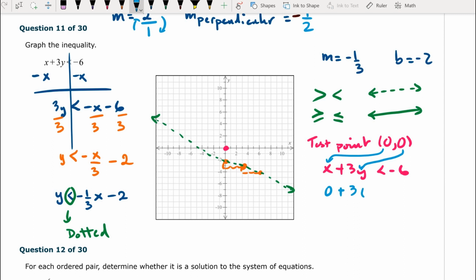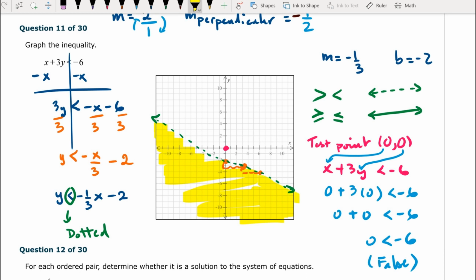0 plus 3 times 0 less than negative 6. 0 plus 0 less than negative 6. 0 less than negative 6. Is that true if we say 0 less than negative 6? Is this a false statement? Okay. Since it's false, you're going to shade the opposite side, the area that does not contain 0, 0. So our shading area will be this side.